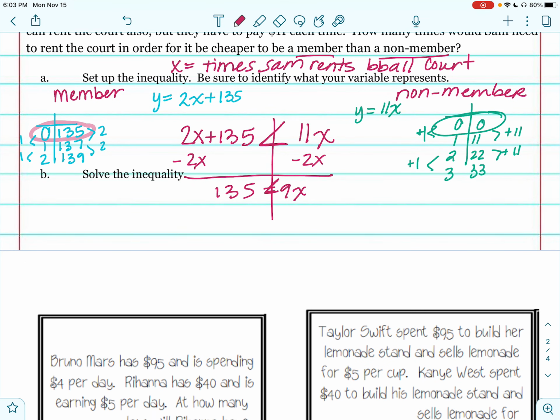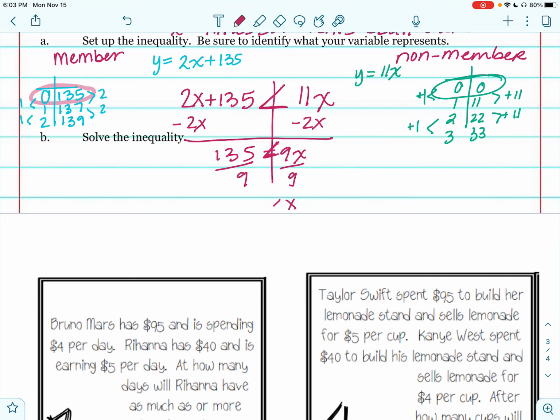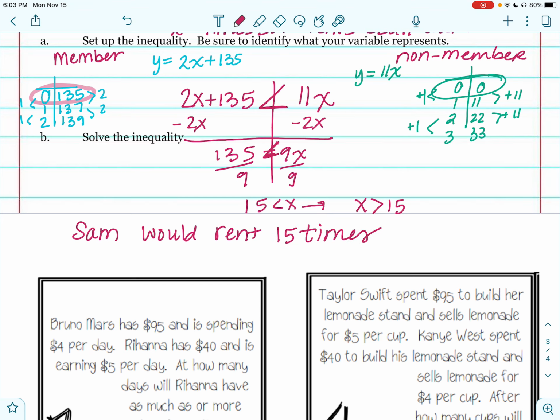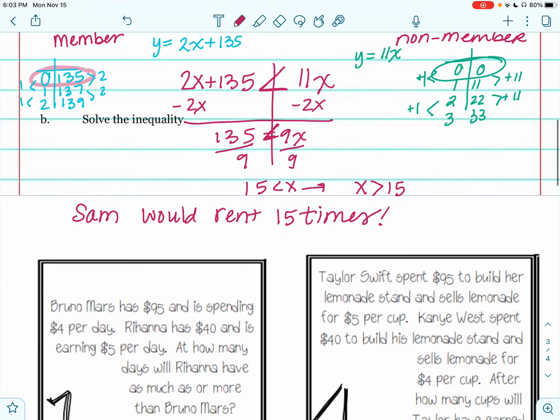Okay, oops, this should just be a less than sign. I'm going to divide by 9, and I get x over here and 15 here. Again, I don't know how to read this because it's working backwards, so I'm going to keep the pointy end towards the number and the open mouth towards the x. So Sam would have to rent the basketball court 15 times, and it would be cheaper for him to be a member. All right, so those are your 2 examples.